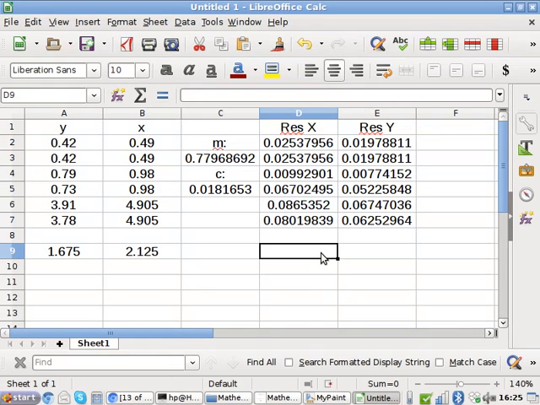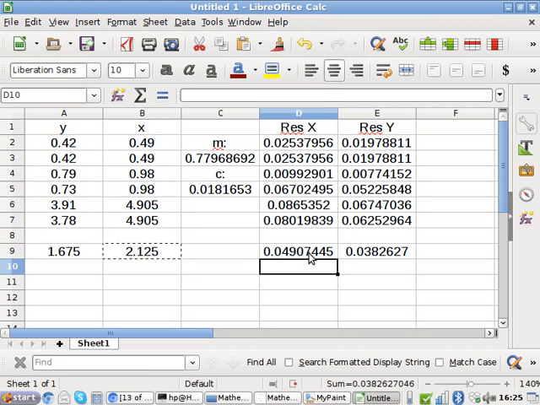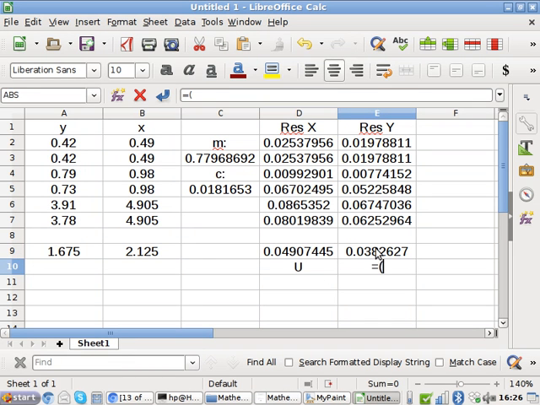Okay, now we calculate the average residual x and the average residual y, and then the uncertainty is the y divided by the x divided by square root 6. Why 6? Because I have 6 points.